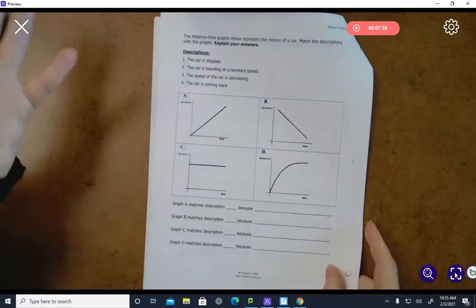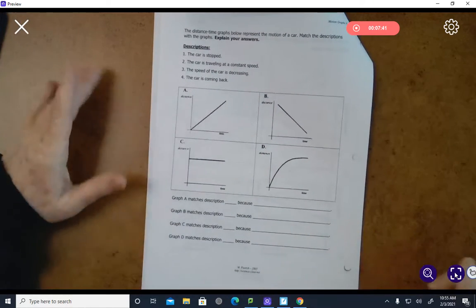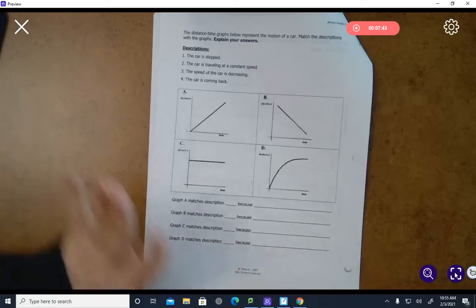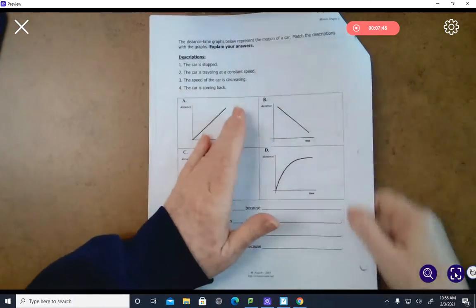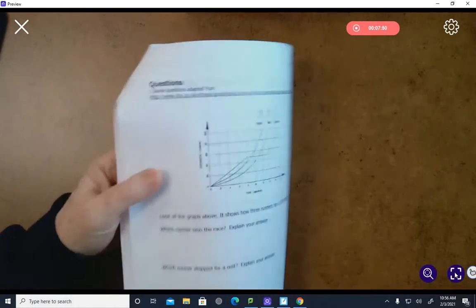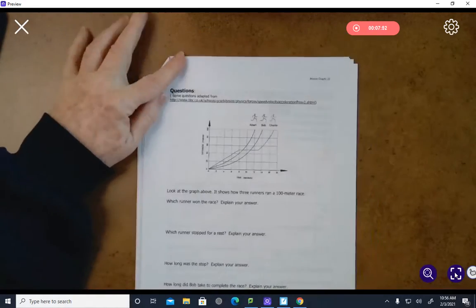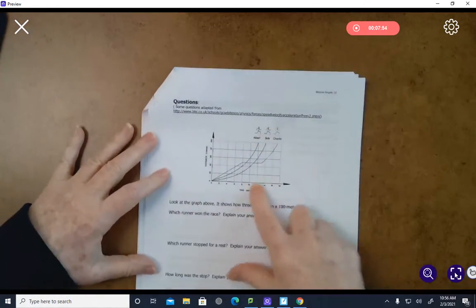Okay, so let's say we're on page 6 now. We have 2, 3, 4, 5, 6 questions. So even though it's a packet, it's not really a whole bunch of work, I don't think. So I like this one. It's just look at the graph. This is something similar we use.